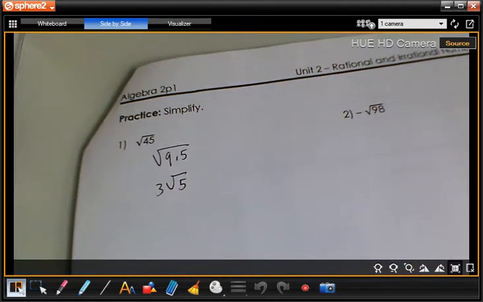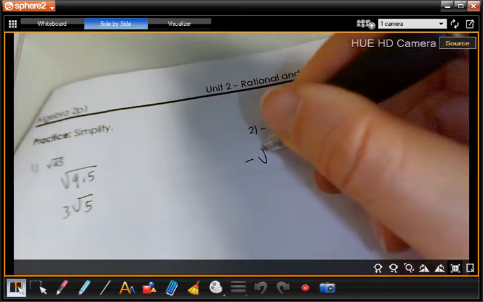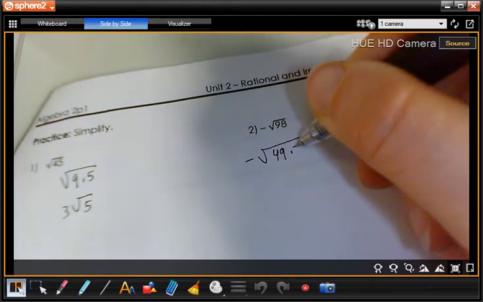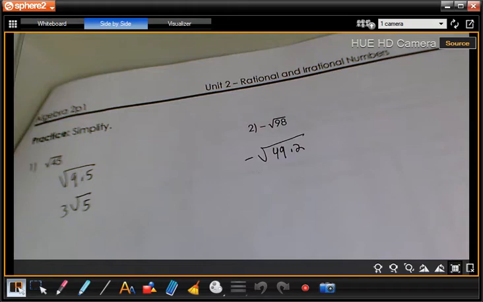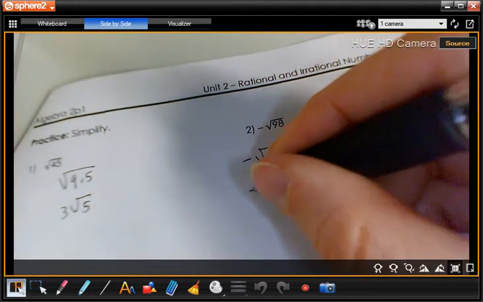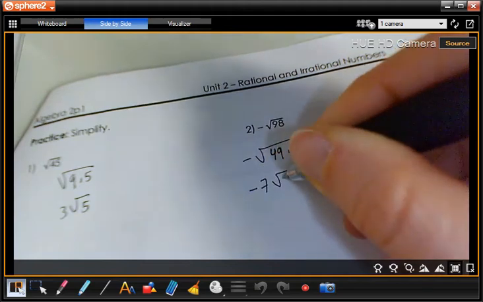Okay. Now we're looking at 98. There is a negative on the outside, so we're just going to have to bring that negative down with us. What two numbers multiply to give us 98 where one is a perfect square? 49. Good, because we did that one. What is the square root of 49? 7. So we're going to go negative 7 square root 2.